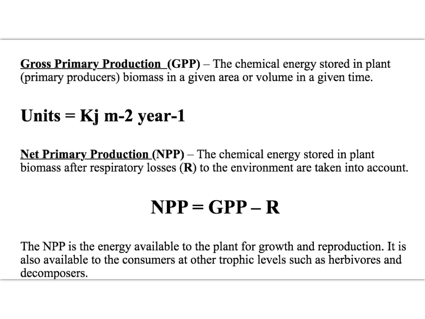However, not all of that chemical energy stored in those biological molecules made through photosynthesis is necessarily available for the consumer. So plants also carry out respiration. So some glucose will be used by the plant to respire, and that is not available to animals to eat. So NPP is the chemical energy stored in the plant biomass after respiratory losses to the environment. And it's the NPP that's the energy available for other consumers to eat in the next trophic level, such as herbivores or decomposers.